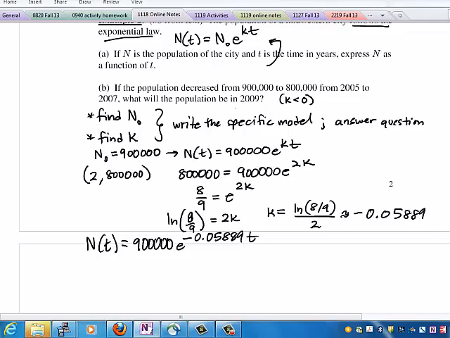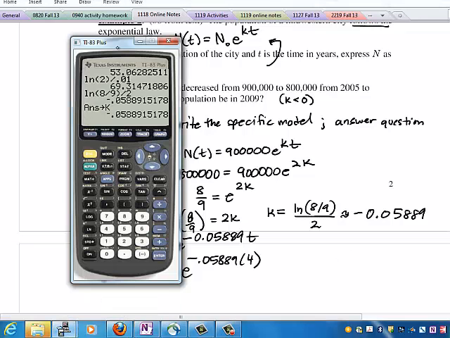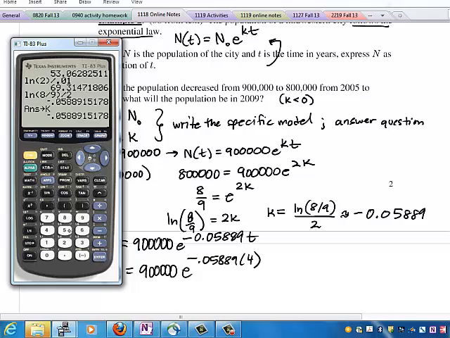And then if we want to know what the population is going to be in 2009, that's 4 years after the start. So n of 4 would be 900,000 e to the negative 0.05889 times 4. Or you can use the stored k in your calculator as k here. So we could do 900,000 times e to the, let's pull up that k, times 4.